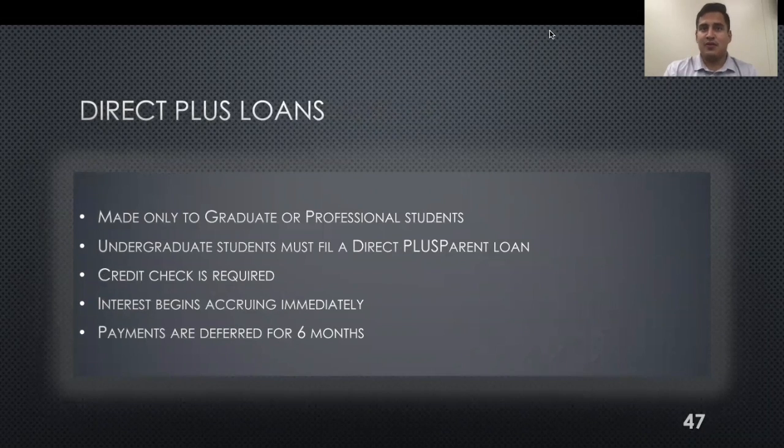The final type of loan you can take out is a Direct PLUS loan. This loan is made only to grad or professional students. However, if an undergrad student wants to apply, then they must fill a Direct Parent PLUS loan. A credit check is required, and interest begins accruing immediately. Payments are also deferred for 6 months.